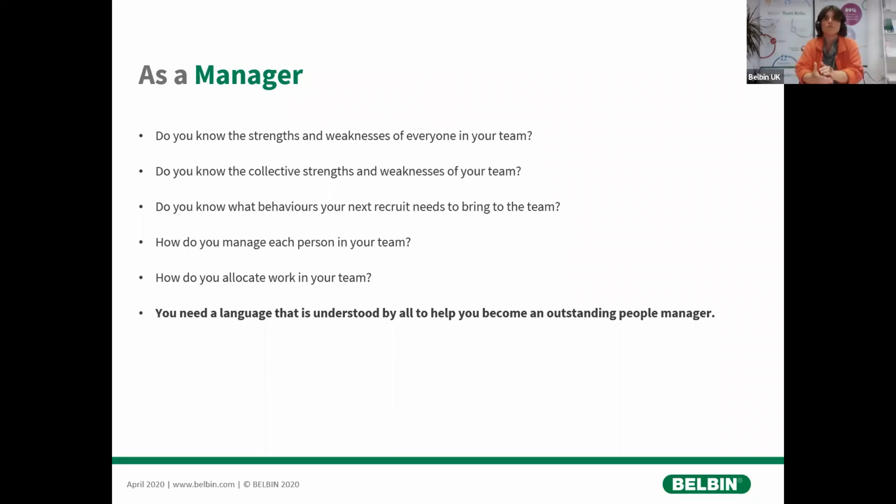And I'll tell you who these are really useful for. This is the managers. Do you know the strengths and weaknesses of everybody in your team? Do you know how to manage each person? How has that changed since everybody's been working from home? To find and to have a language that is understood by all to help you manage individually and collectively as a team, it's going to really help managers make that transition to be outstanding people managers.